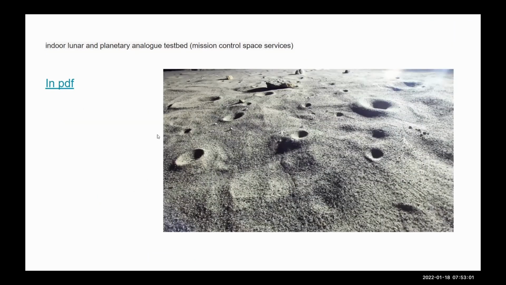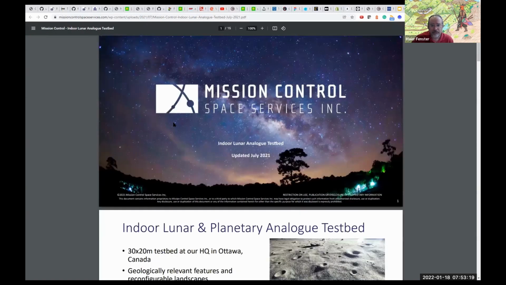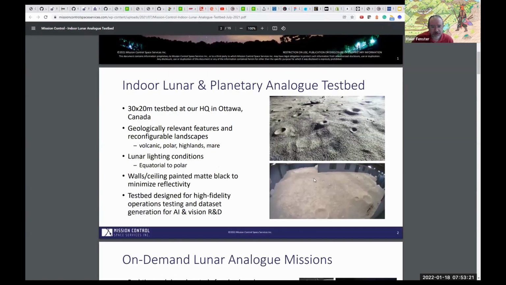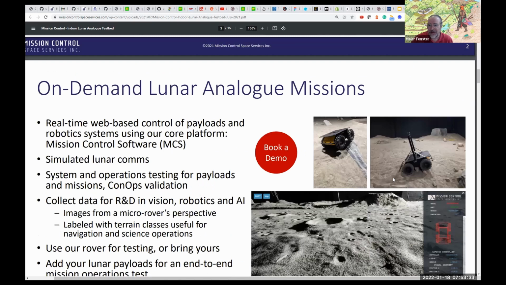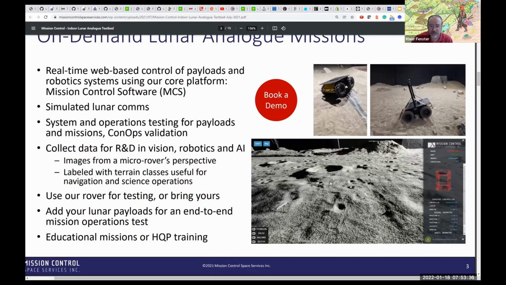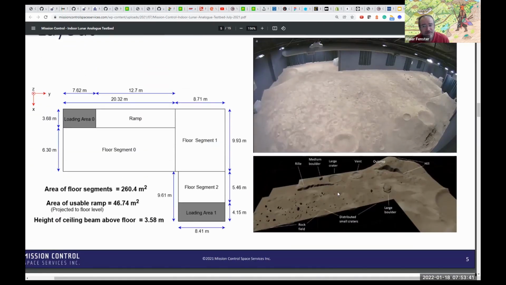The same company has an indoor lunar analog test bed. Okay, this is what the moon looks like, and they have a brochure. You see what the room is like. Okay, so they have an actual room indoors in some sort of warehouse. And you can have rovers walking on it. We'll ignore the mission control software. This is to give you a feeling of what they built.